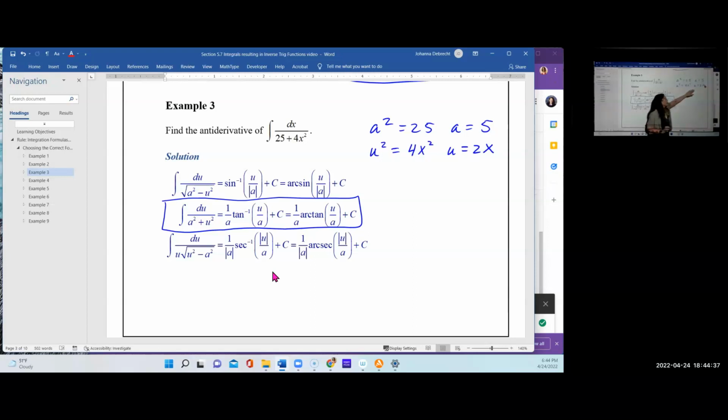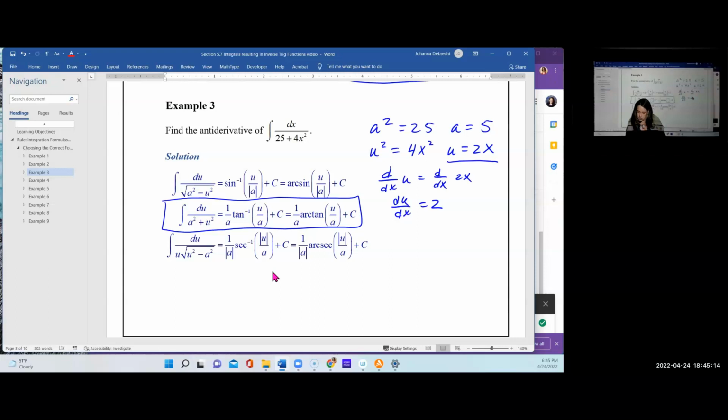This expression for u is the one that we take the derivative of both sides of in order to get an expression for dx. We cannot say that du is equal to dx. They're not. This is the differential with u as the variable. This is the differential with x as the variable. They're not the same, but they are related through this equation here. So we take the derivative of both sides of that equation with respect to x, and we get that du dx is equal to 2.